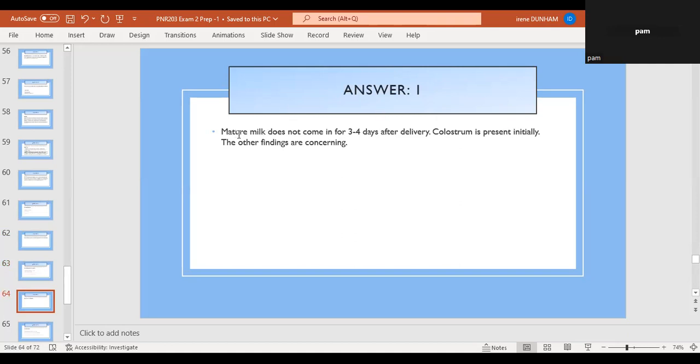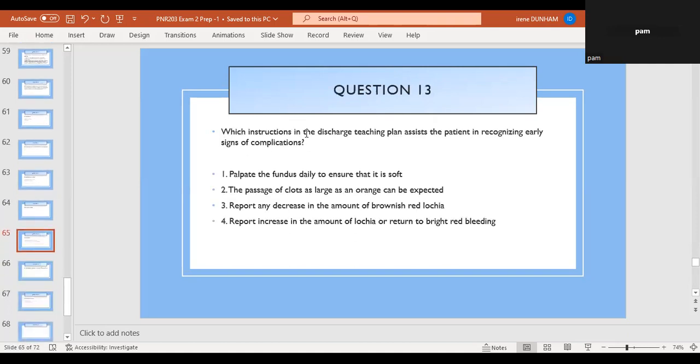So you see, write this down. Mature milk does not come in for 3 to 4 days after delivery. So the colostrum is present initially. All right. And the other findings are concerning, but that's what's the question asking me? 1 day. Okay. Let's do another one.